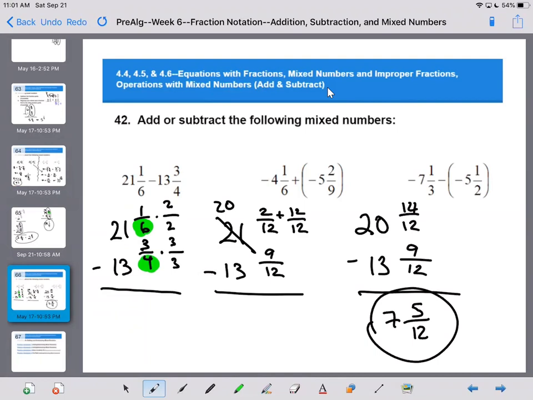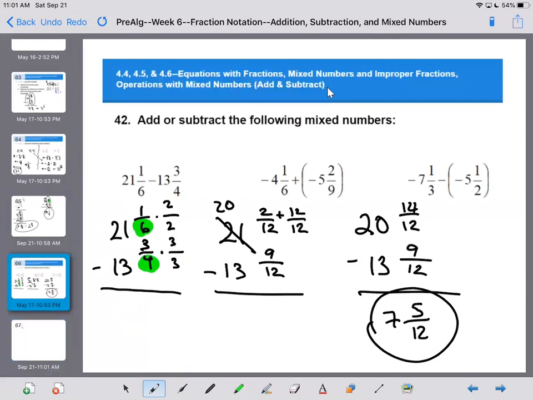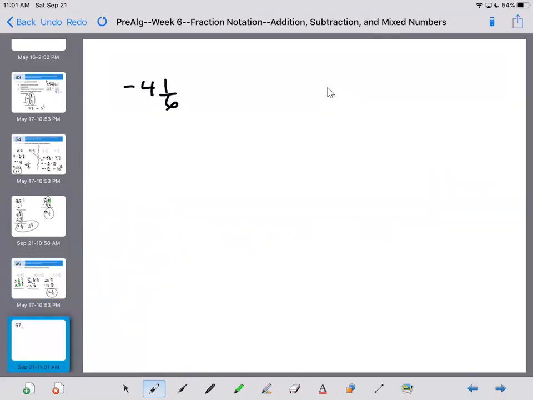Let's look at this middle one, -4 and 1/6, and -5 and 2/9. Well, you're just adding those together, right? And those go back to our integer rules. We know the answer is going to be negative. When we add a -4 and 1/6 and a -5 and 2/9, we're adding two negatives together, so it's going to be negative.